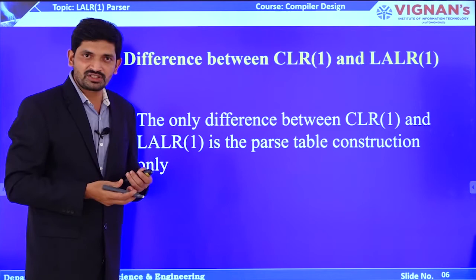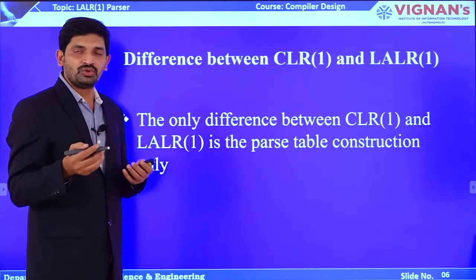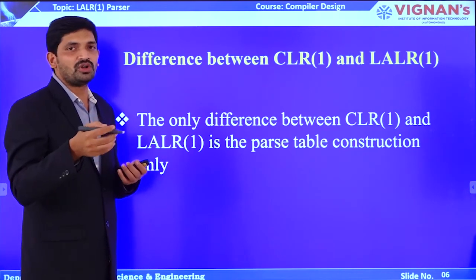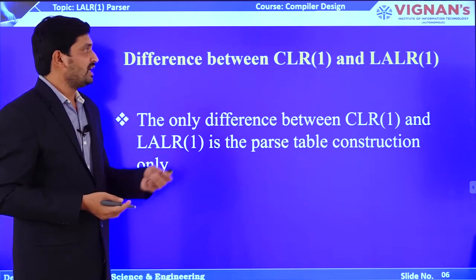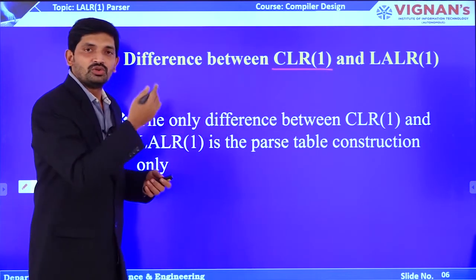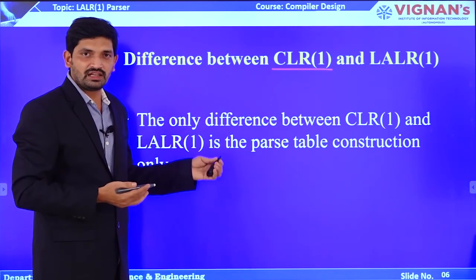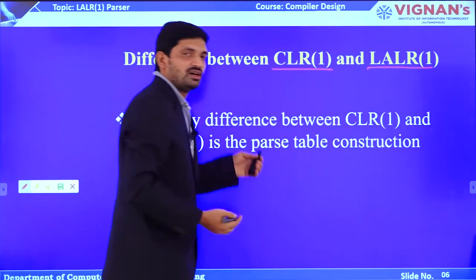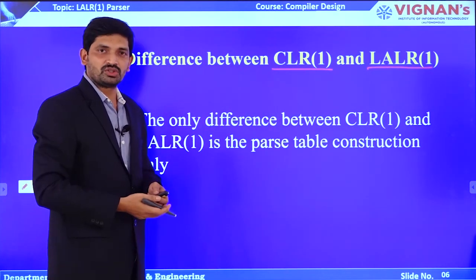In LR(0) parsers, we place it in the entire row. In the SLR(1) parser, we place the reduction operation at the follow of the left-hand side non-terminal. In the CLR(1) parser, we place the reduction operation at the lookahead symbols. In the LALR parser also, we are going to place the reduction operation in the lookahead symbols only.